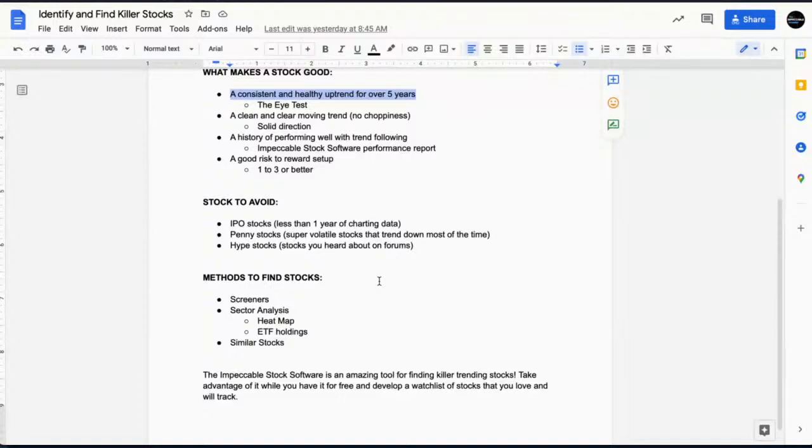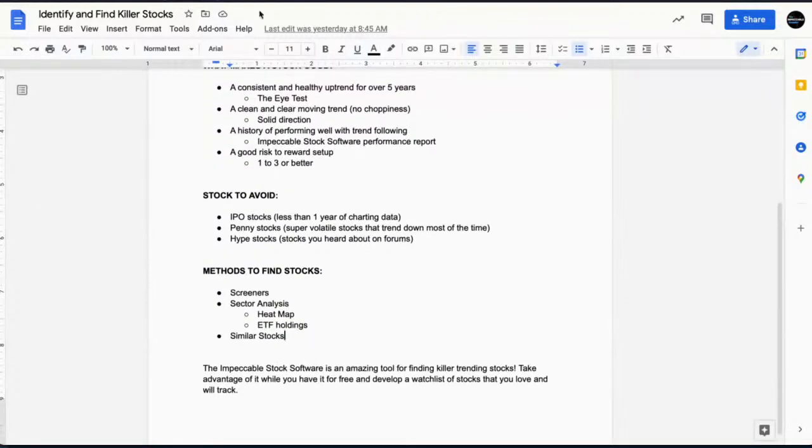Now, there are different methods to finding stocks. One is screeners. The next is sector analysis, which has a few more parts, which is heat map and ETF holdings. And the next is similar stocks. So again, let's go into screeners first.